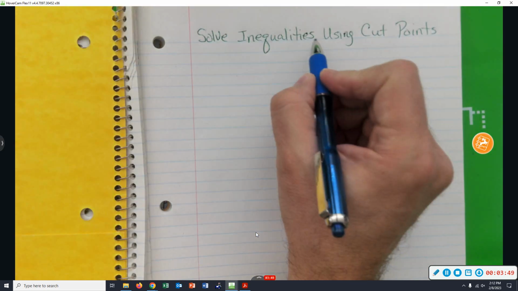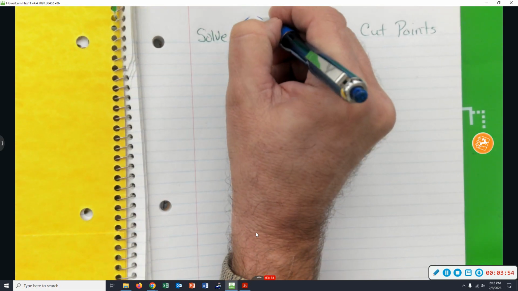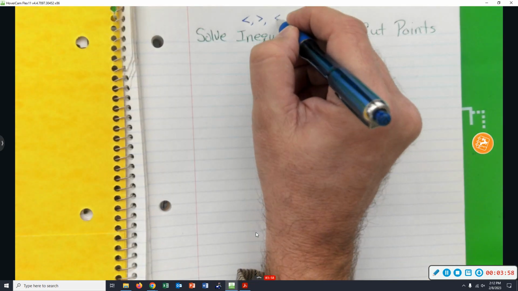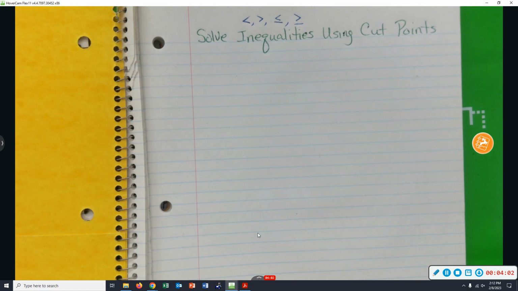We're going to solve inequalities. An inequality is something that has a less than, a greater than. It might have a less than or equal to or a greater than or equal to. It's always important to be able to distinguish one type of problem from another.